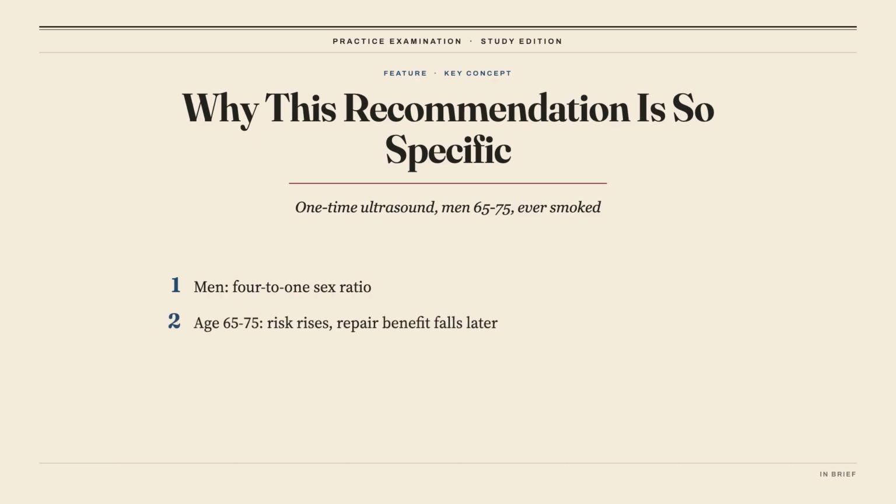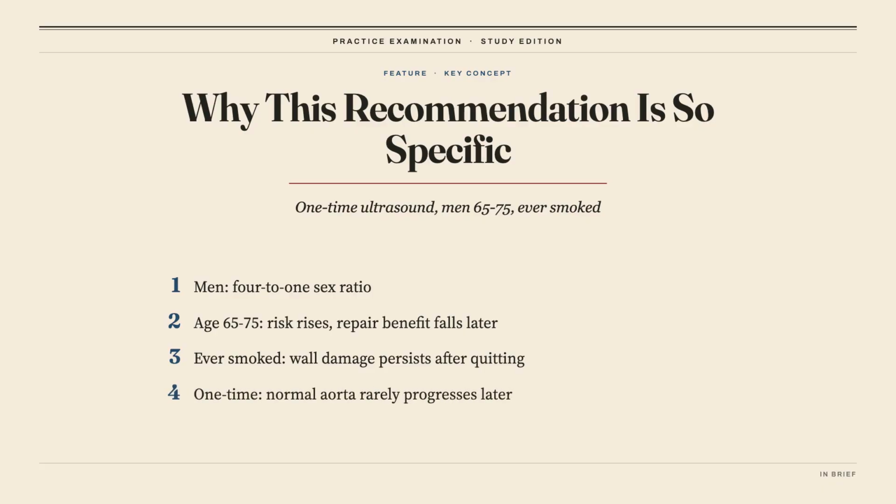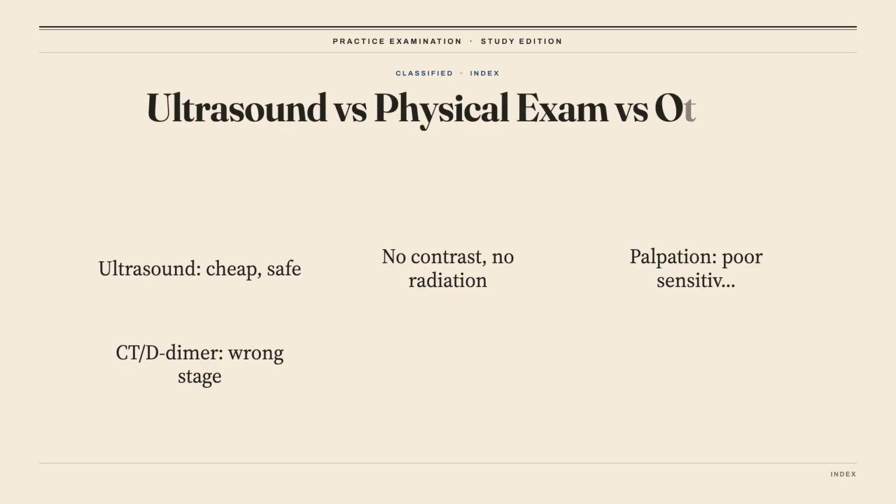Every word matters. Men, because of the 4-to-1 sex ratio. The age range, because risk climbs after 65 while repair benefit fades in the very elderly. Ever smoked? Because vessel damage outlasts quitting. And one time, because a normal aorta rarely changes later.